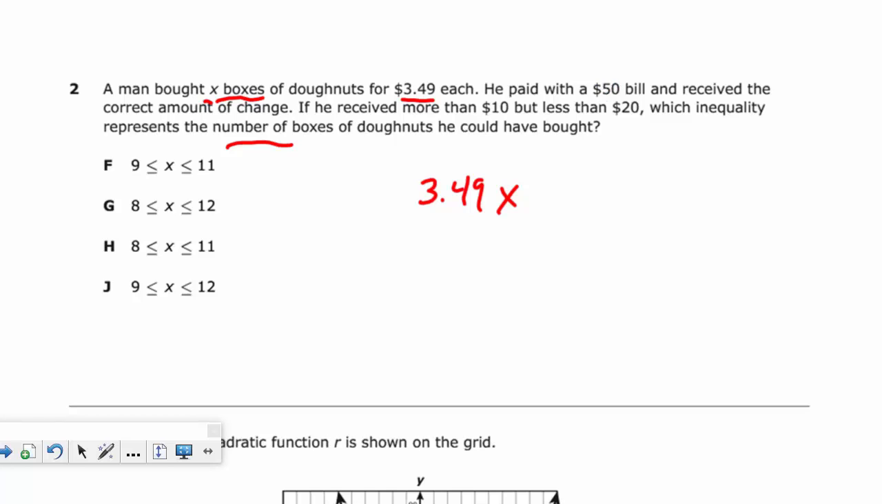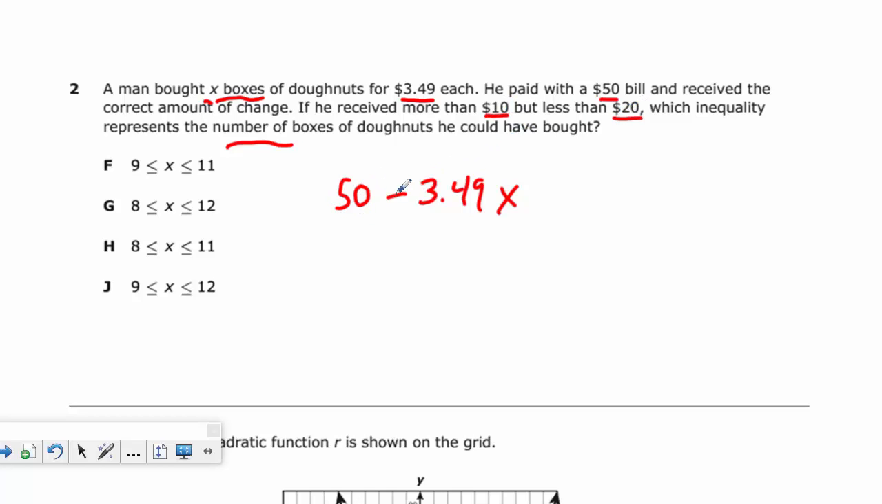He's paying with a $50 bill, so this is how much he gives the clerk. The clerk will keep whatever's owed him, which is $3.49 times the number of boxes that the guy bought. Whatever's left is going to be the change. This change that he's getting is somewhere between 10 and 20. It's more than 10 and less than 20.